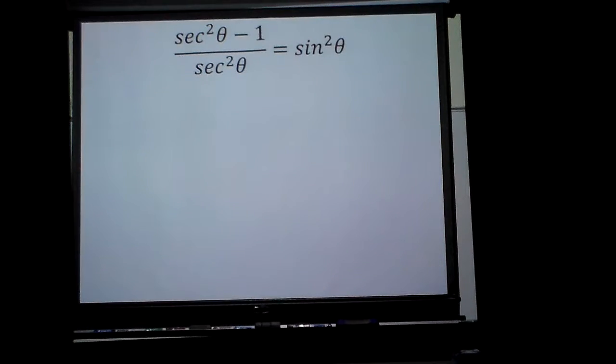Okay, here we go. Here's our first identity. Secant squared minus 1 over secant squared equals sine squared. First off, I cannot cancel those because this is like having secant squared over secant squared and minus 1 over the secant squared. All right?